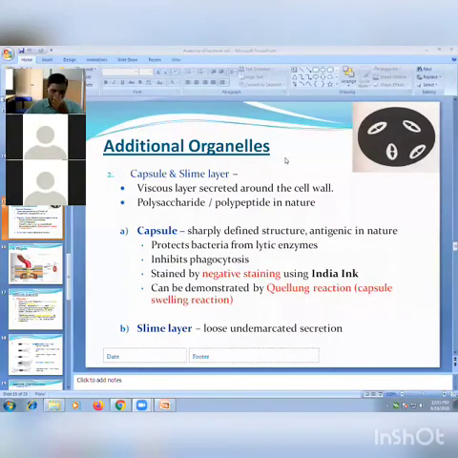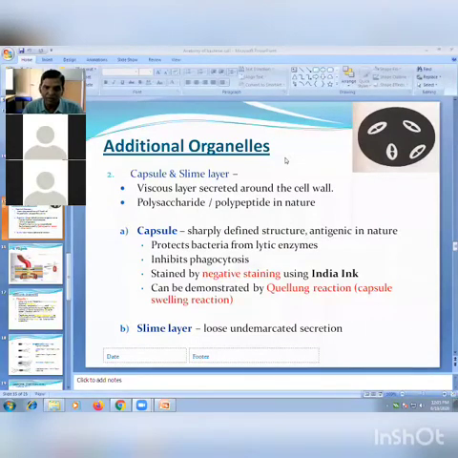There are two types of capsules: macrocapsule and microcapsule. Macrocapsule means a capsule having a size or thickness of more than 0.2 micron, easily visible under the light microscope, the compound microscope. Those bacteria having a capsule of less than 0.2 micron, which we are unable to observe under the light microscope, are called microcapsules.